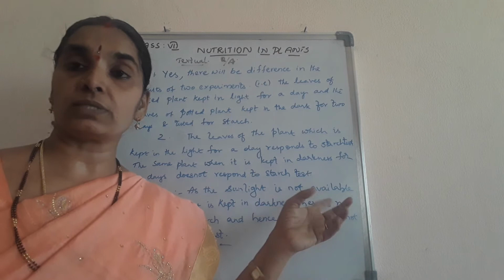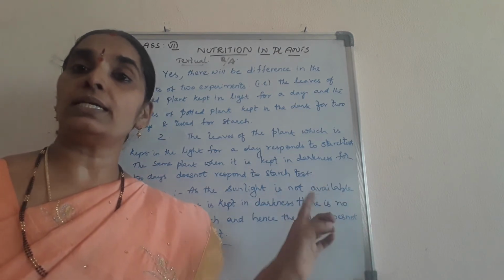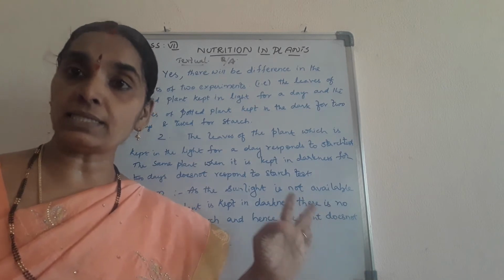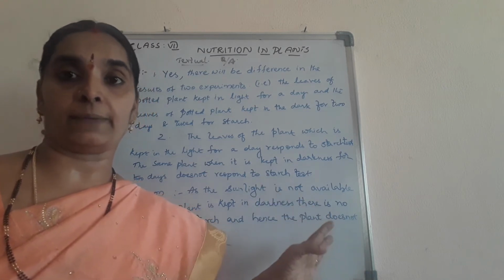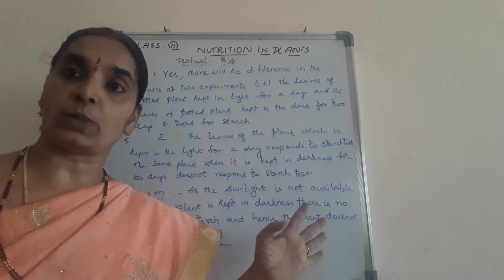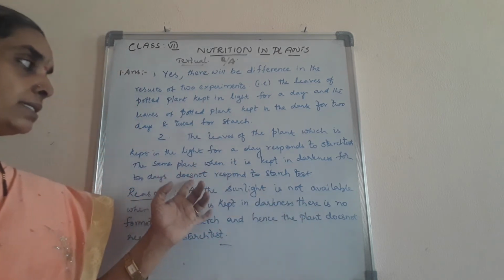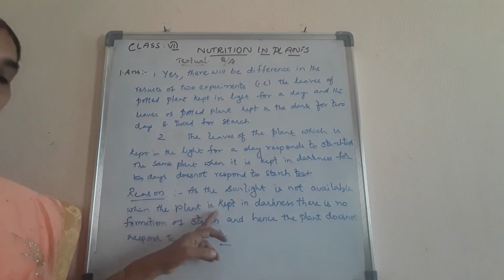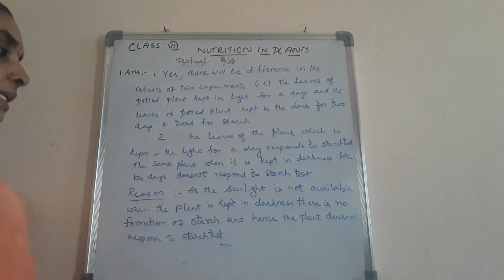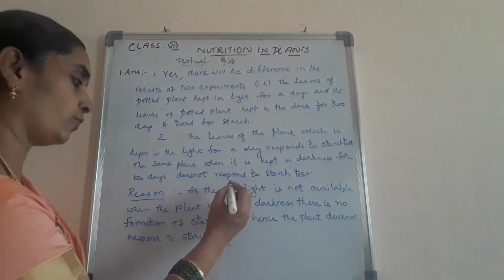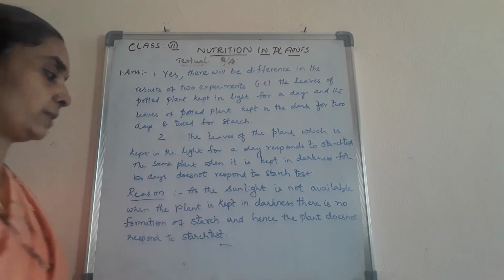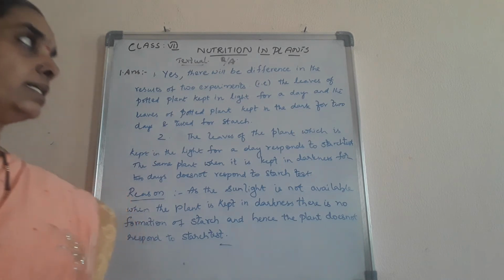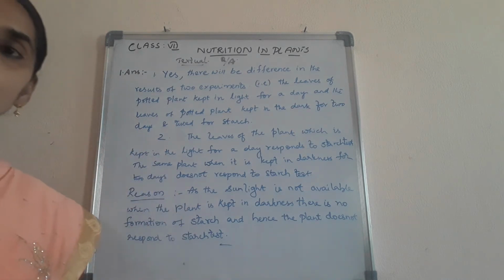Starch test is what we do with the iodine solution. If it turns black or blue, it says that it contains carbohydrate or starch. If it doesn't, it does not contain carbohydrate or starch. So that is the test we are writing here. And the reason: as sunlight is not available for the plant that is kept in darkness, there is no formation of starch, and hence the plant does not respond to the starch test. This is the answer. Hope you have understood this question, children.